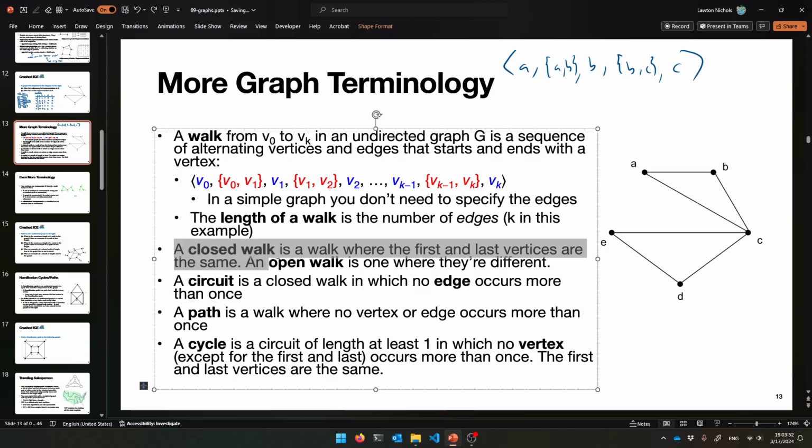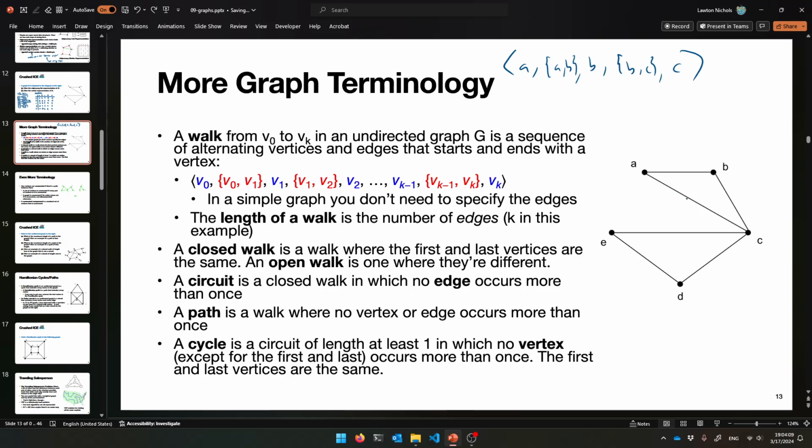A closed walk is a walk that has been... walk is the most generic term. Now we're going to start adding side conditions. So a closed walk is a walk where the first and last vertices are the same. So it's like you made a little loop. An open walk is where they're different. So technically, this was an open walk. If I close it off, like go from A to B to C back to A, now that's a closed walk if you specify it in this kind of way. That's a closed walk versus an open walk.